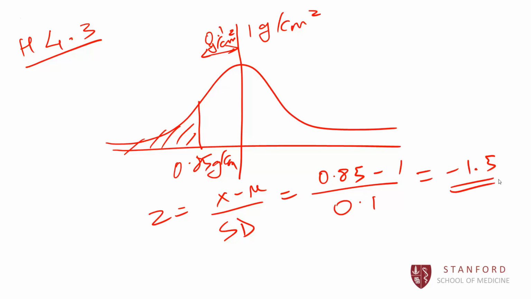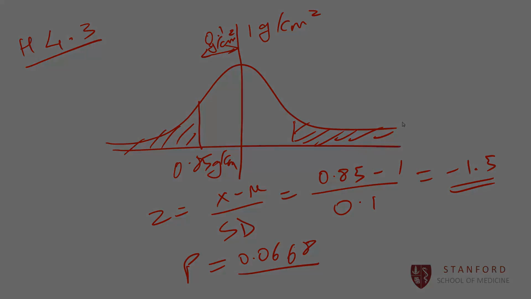and if we look up the probability corresponding to a z value of minus 1.5, we see that the probability is 0.0668. One thing to note here is that we should be referring to the one-tailed z values and not the two-tailed z values, because we only want to find the probability that we have values which are less than 0.85. We don't want to find the probability that we have values greater than one standard deviation above the mean.